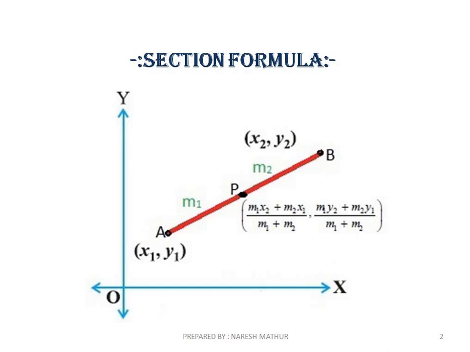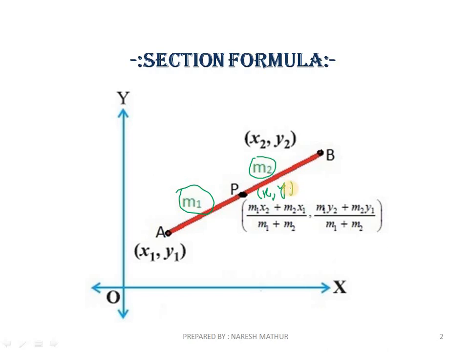Section formula says if we are given a line segment, let's say A and B, AB is the line segment and P is any point lying somewhere in between AB, and it is dividing the line segment in m1 and m2 ratio. These are numerical terms, m1 and m2. It might be 3:4, 2:7, something like that. And we need to find the coordinates of point P. Let's say the coordinates of P are x and y.